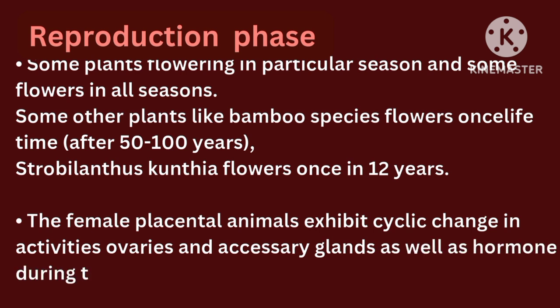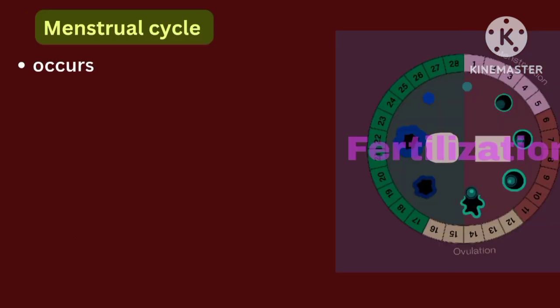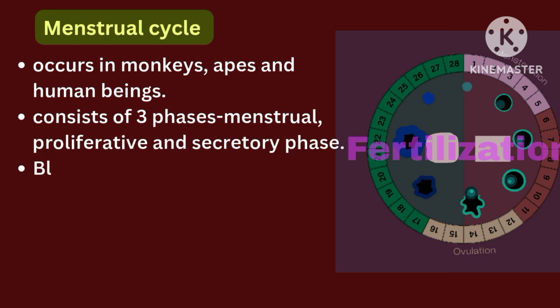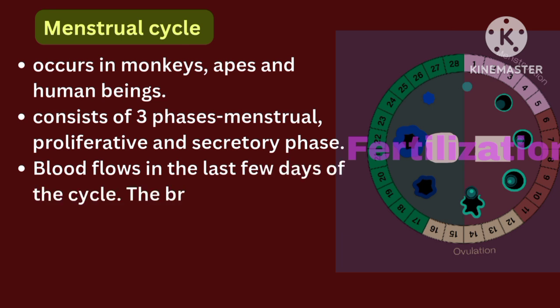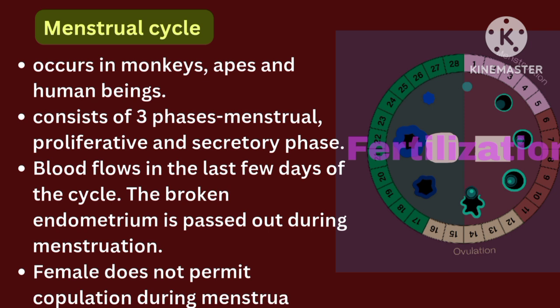The female placental animals exhibit cyclic change in activities of ovaries and accessory glands, as well as hormones during the reproductive phase. Menstrual cycle occurs in monkeys, apes and human beings. The cycle consists of three phases: menstrual, proliferative and secretory phase. Blood flows in the last few days of the cycle. The broken endometrium is passed out during menstruation. Female does not permit copulation during menstrual phase of the cycle.